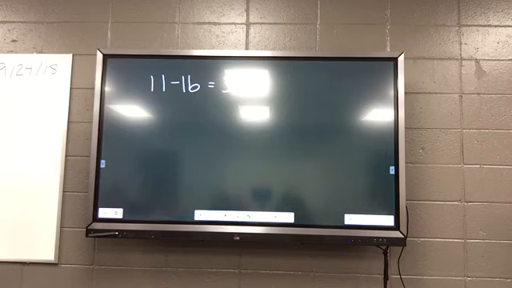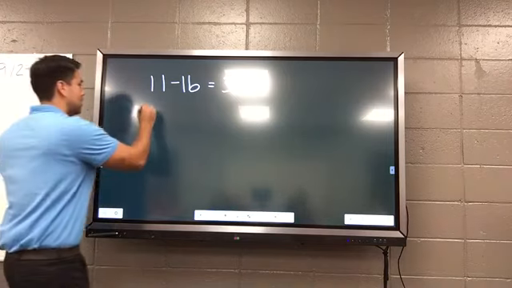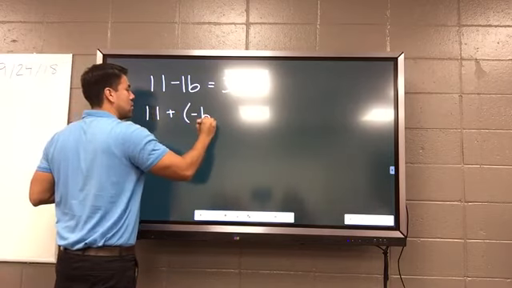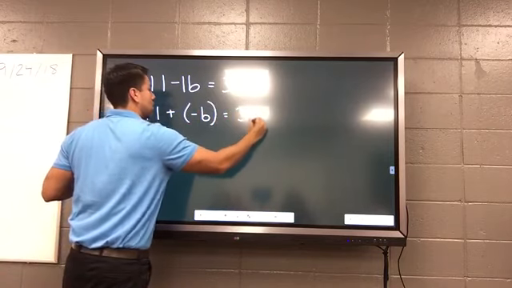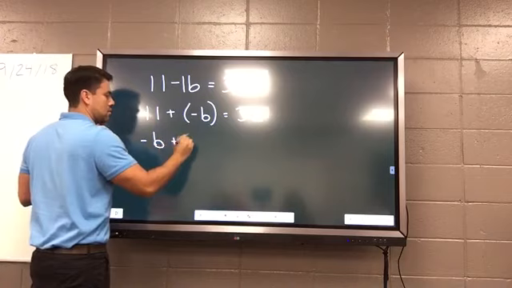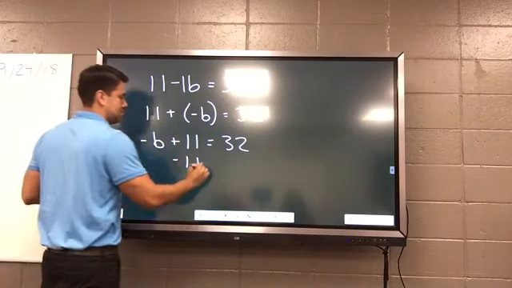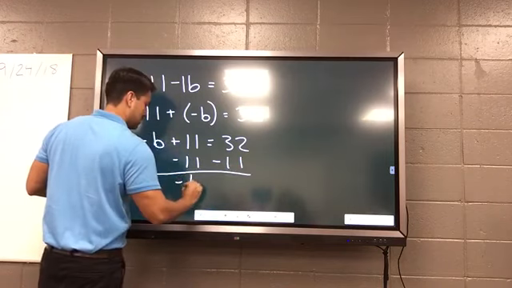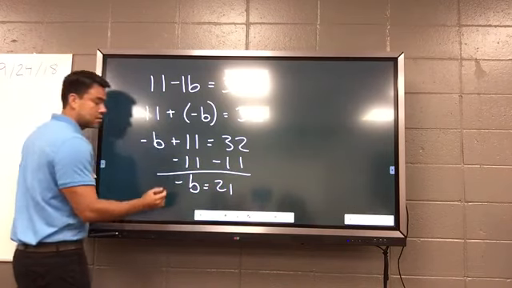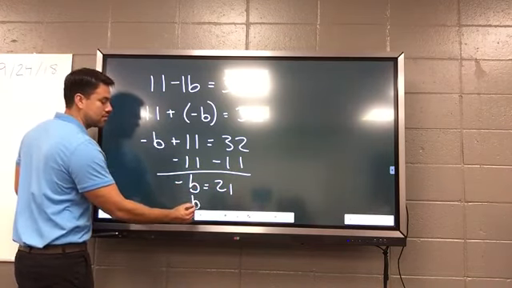Michael, question? Definition of subtraction. 11 plus negative b. And you should use it to swap b and 11. So it's minus 11 on both sides. So negative b equals 21. What does positive b equal?